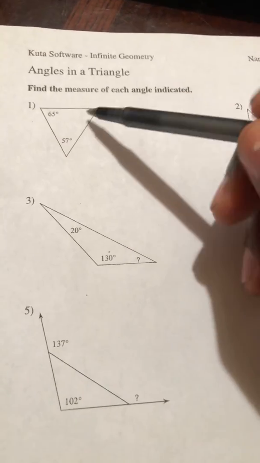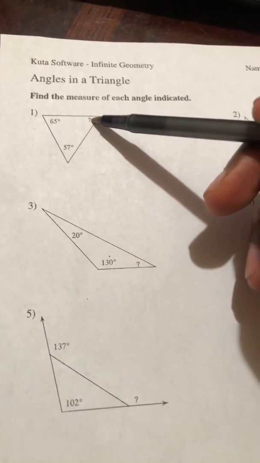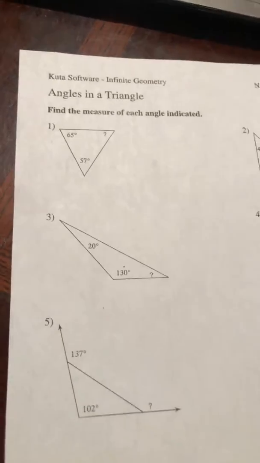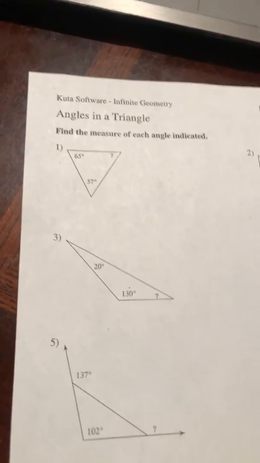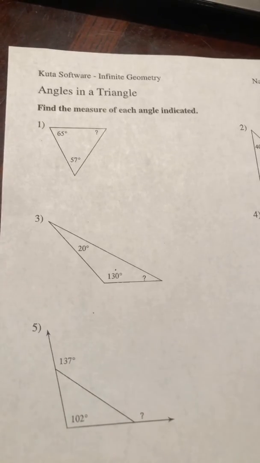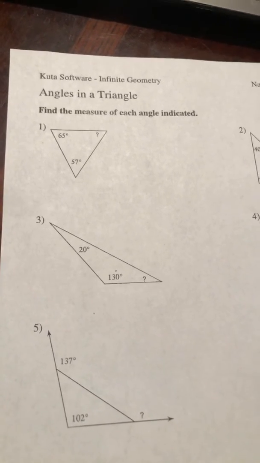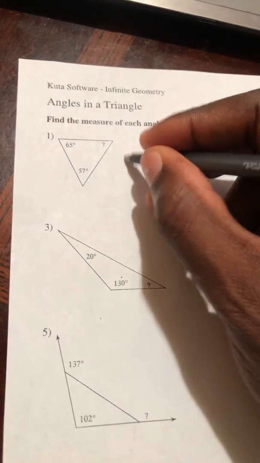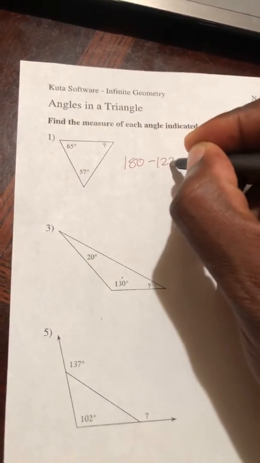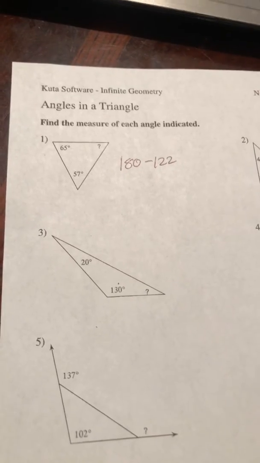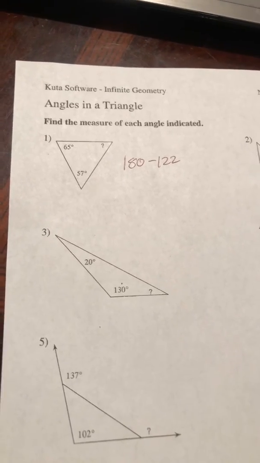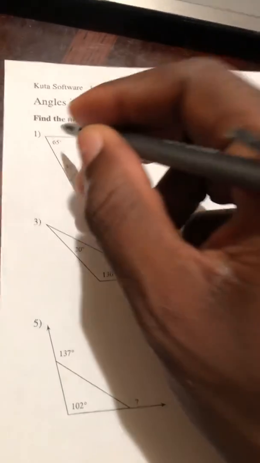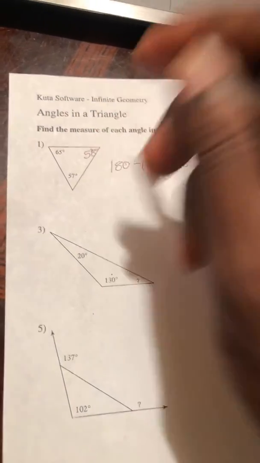So for me to find this, I just need to add 65 plus 57 and subtract from 180. All right. So 65 plus 57 is 122. So it'll be 180 minus 122, which is 58. So this angle right here is going to be 58. All right.